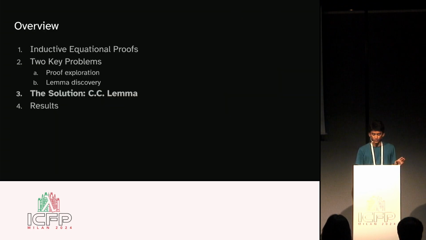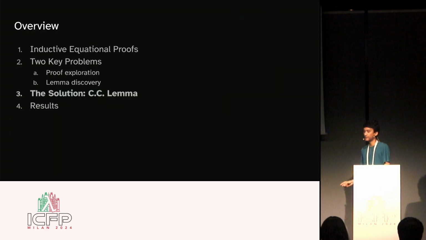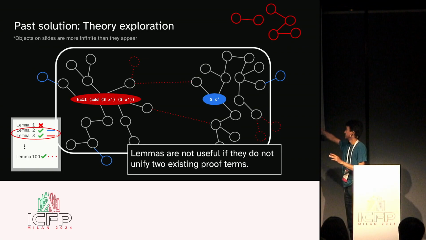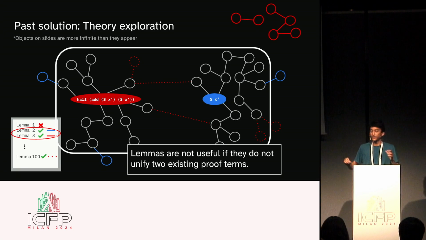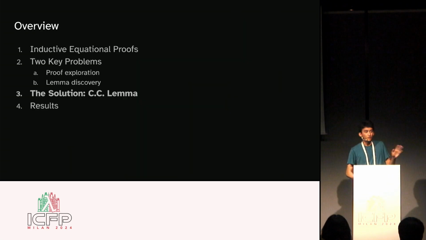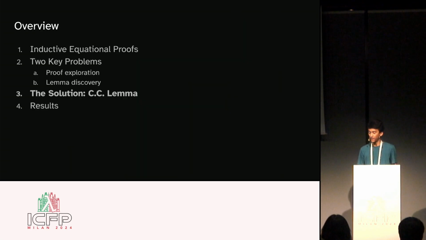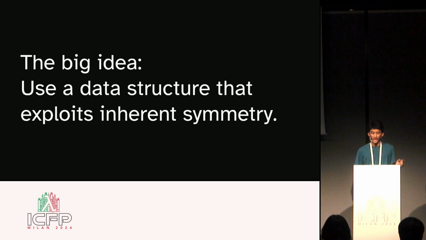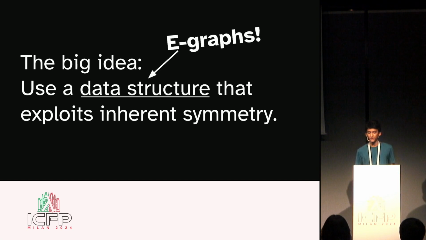Okay, so takeaway for lemma discovery is, again, that we can't actually find lemmas in this interior space. And I want you to think, if we actually had the means of enumerating all the terms in this space, if it weren't so intractably large, maybe we would be able to find better lemmas. So I'm going to take you now through the solution, having teed it up. And the big idea behind our solution here is to use a data structure that exploits symmetry inherent to our problem. That data structure specifically is egraphs.